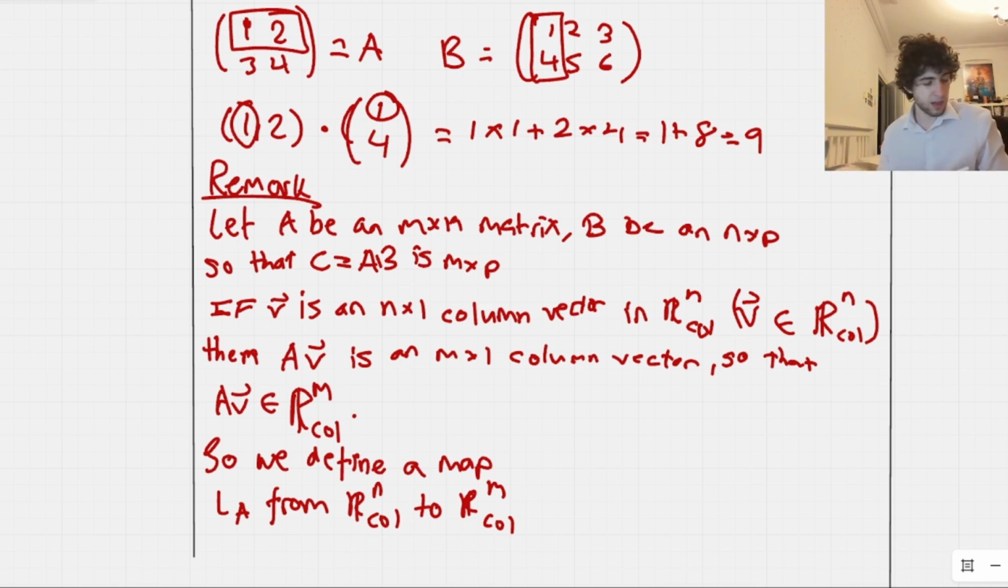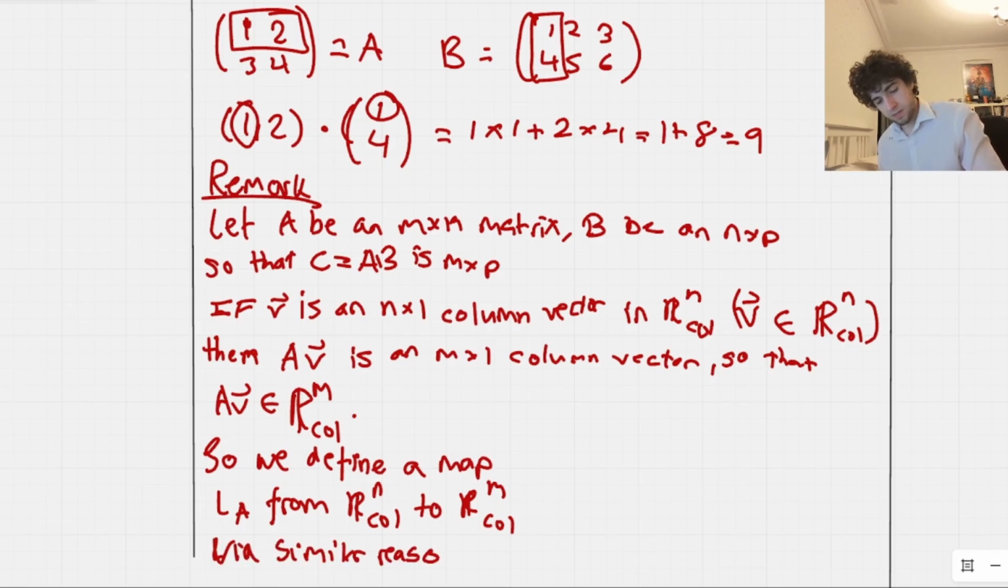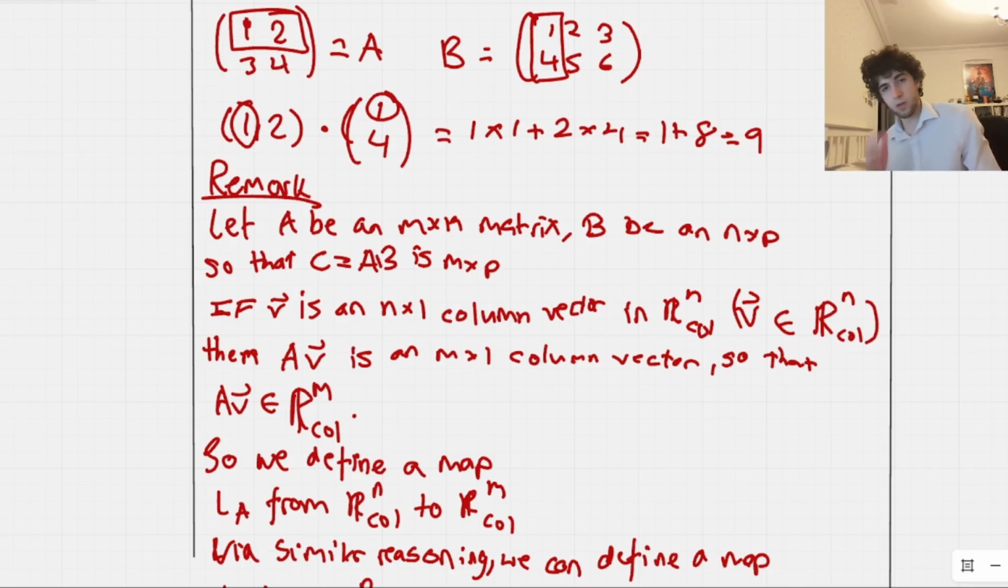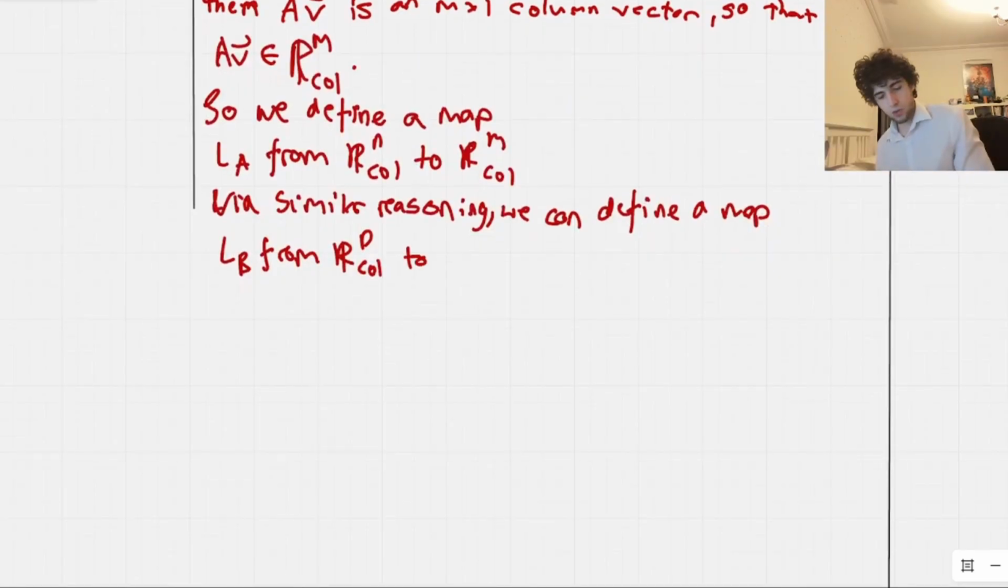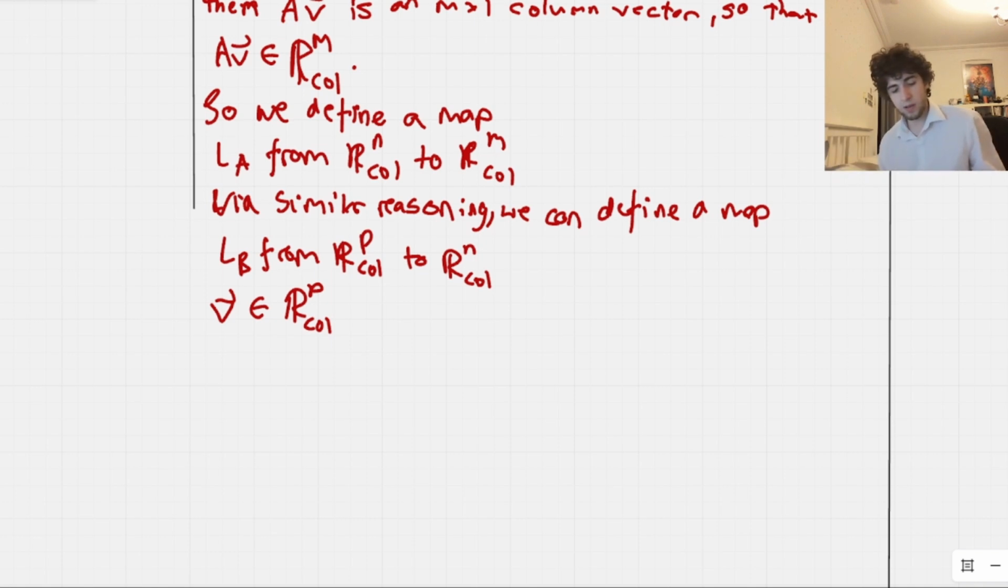That's pretty much all we're doing, right? So by similar reasoning, we can define a map. We'll call it LB, from our R^P col, so the set of all column vectors that are P by 1, to our R^N col, so to the N by 1 column vectors. It's the same idea, except this time we're taking a vector V, which lies in the set of all column vectors with P components, and multiplying it by the matrix B. So this is obviously going to imply that BV is an element of R^N col.